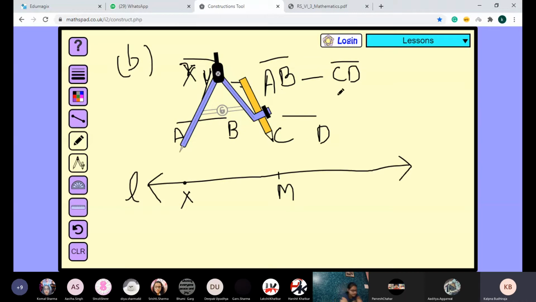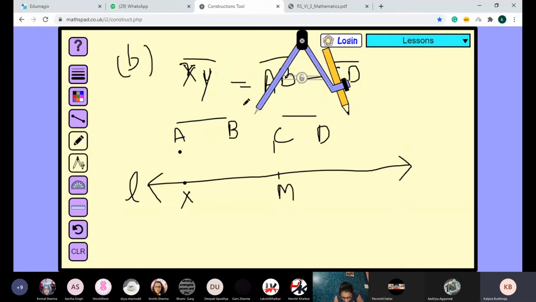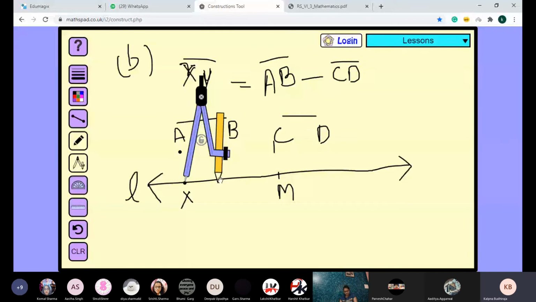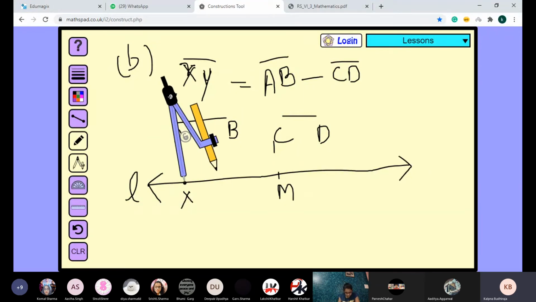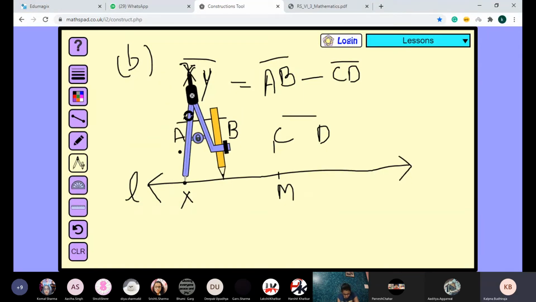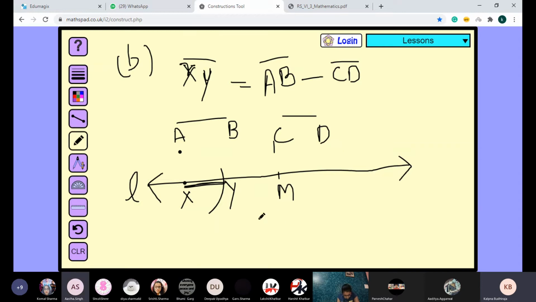Now I have to subtract 4.6. So I will take the compass and measure 4.6, the CD you drew in the beginning. Then bring the needle again on X and cut this line. I am cutting this line. Don't make such a big arc; your arc should be smaller. Where you cut, this portion will be XY. Are you able to understand this construction? Ma'am, I have not understood this last point.